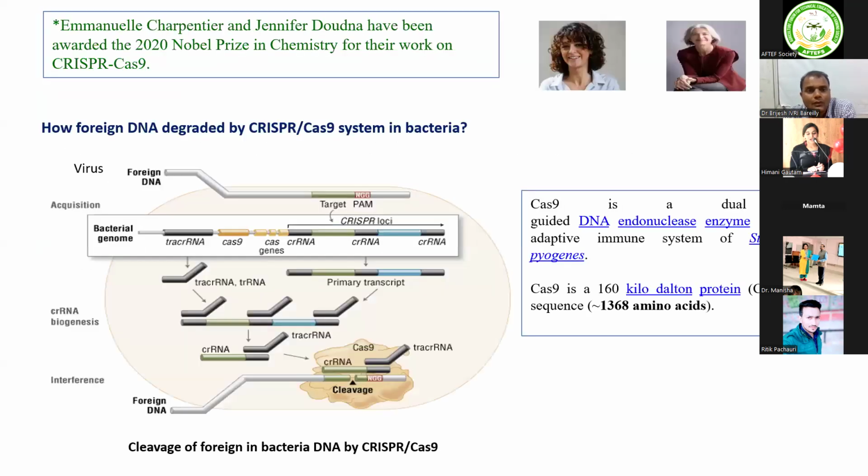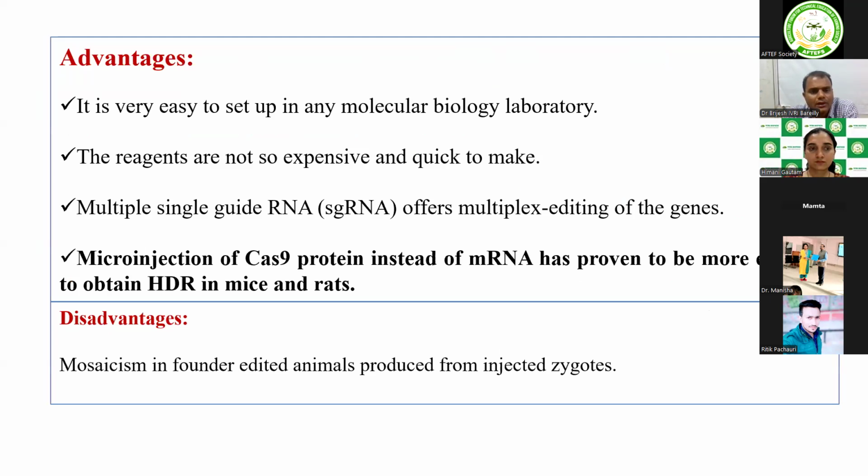So in 2020, Emmanuelle Charpentier and Jennifer Doudna were given the Nobel Prize in chemistry for the discovery of CRISPR-Cas9. Definitely in gene editing, it is breakthrough research, and it's very easy to do with CRISPR-Cas microinjection. And it's very easy to set up a molecular laboratory.